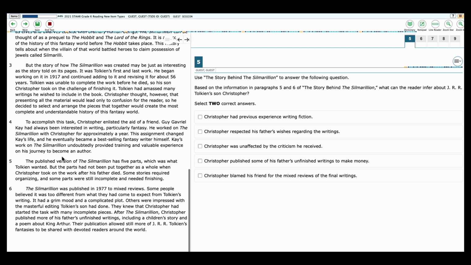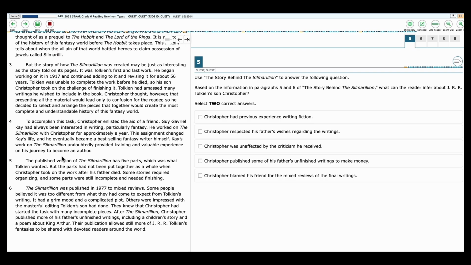its pages. It was Tolkien's first and last work. He began working on it in 1917 and continued adding to it and revising it for about 56 years. Tolkien was unable to complete the work before he died, so his son Christopher took on the challenge of finishing it. Tolkien had amassed many writings he wished to include in the book. Christopher thought, however, that presenting all the material would lead only to confusion for the readers, so he decided to select and arrange the pieces that together would create the most complete and understandable history of this fantasy world.